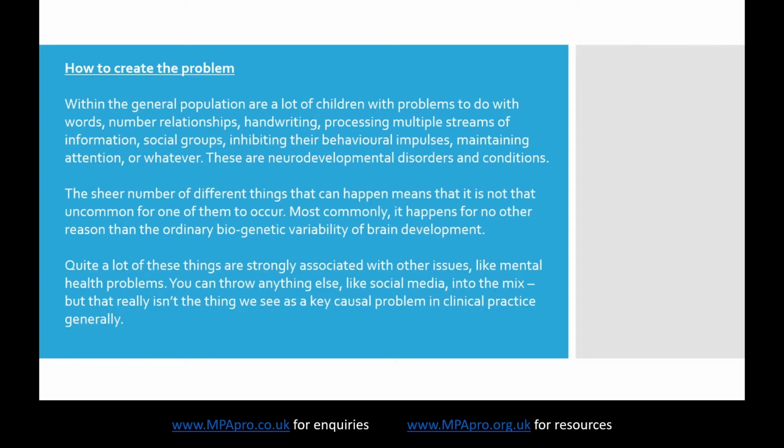So what's this problem all about? Okay, take the general population. There are lots of children with problems to do with words and number relationships, handwriting, processing streams of information, dealing with social groups, inhibiting their impulses, maintaining attention. These are all the neurodevelopmental disorders. Basically, you've just taken an area of brain development and said, well, it can go wrong, and that then is a neurodevelopmental condition. And there are loads of ways in which they can go wrong, so they're quite common.